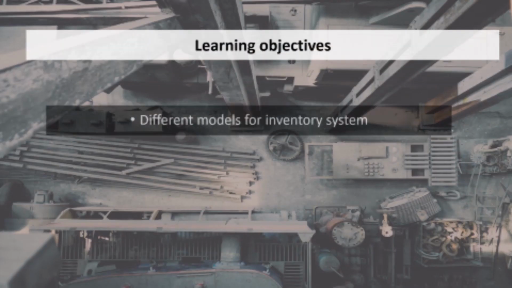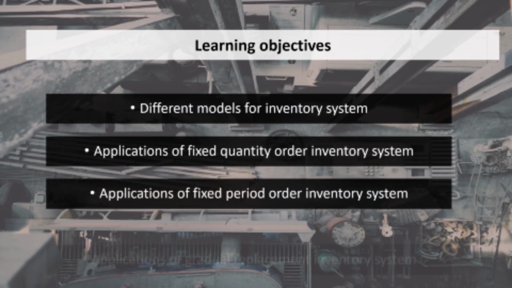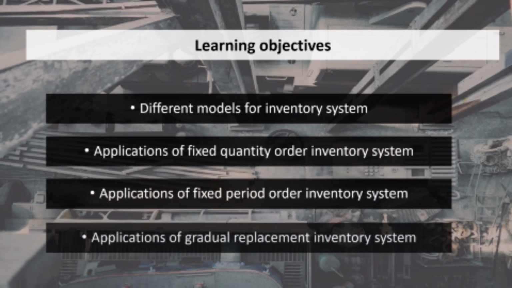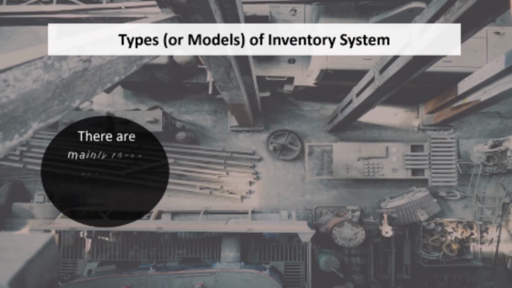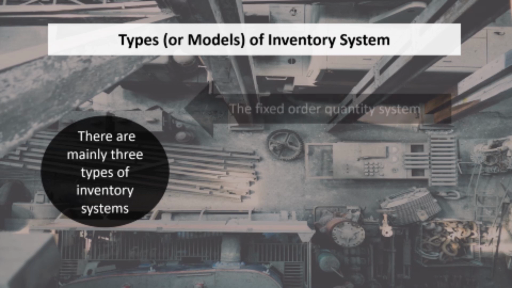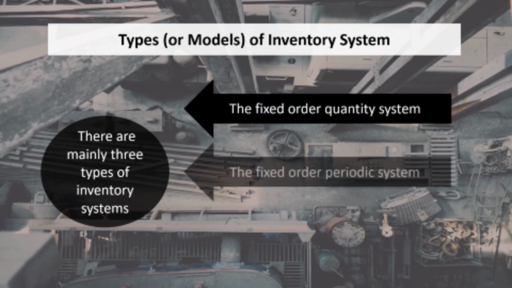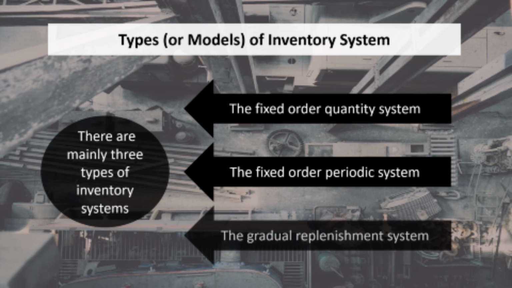In this session, you are going to learn different models for inventory systems: application of the fixed quantity order inventory system, application of the fixed period order inventory system, and the last, application of the gradual replacement inventory system. In inventory control, there are basically three main types of inventory management process. One is the fixed order quantity system, second is the fixed order periodic system, and third is the gradual replenishment system. We also call it the gradual replacement system.